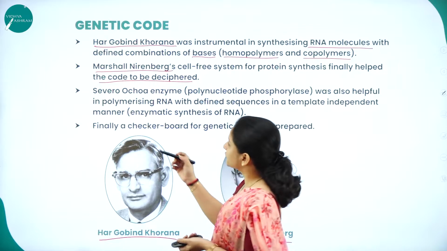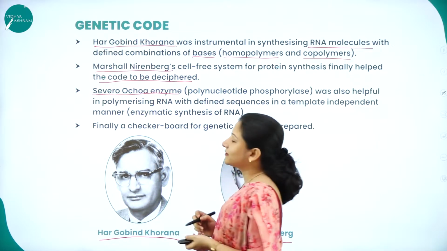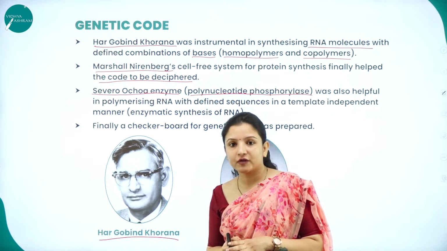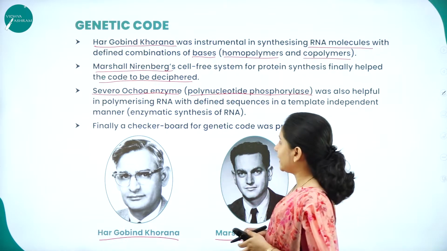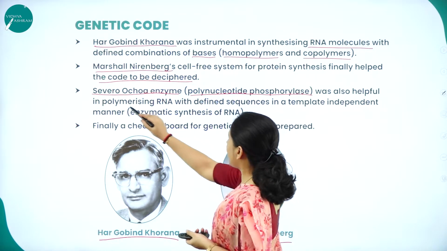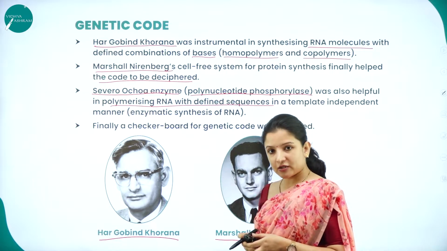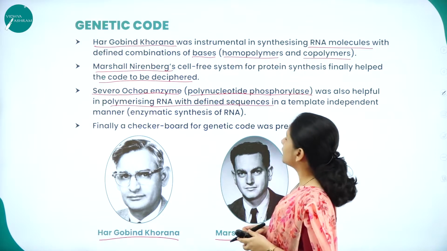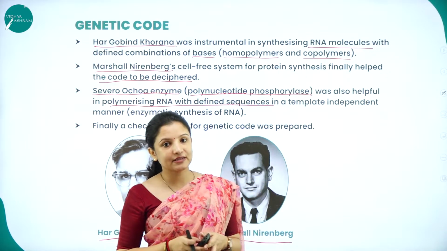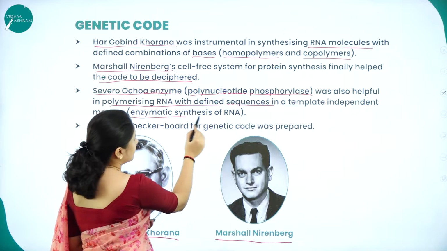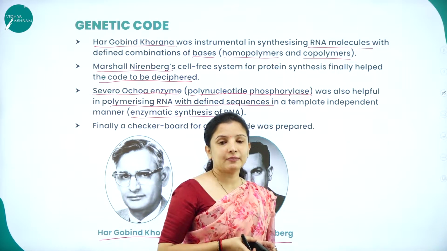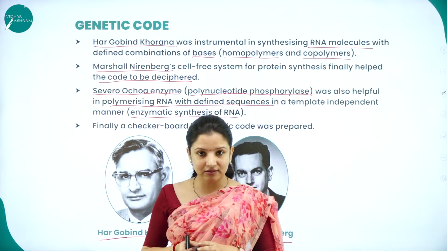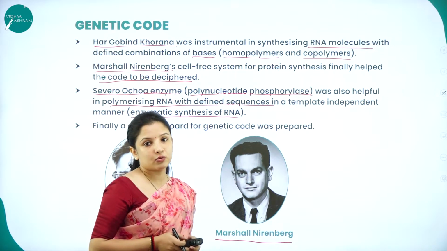And there is one enzyme called the Severo Ochoa enzyme, which is nothing but the polynucleotide phosphorylase enzyme. This enzyme was very important and helpful in polymerizing RNA with defined sequences in a template independent manner. These scientists found out that this polynucleotide phosphorylase enzyme is very important for the enzymatic synthesis of RNA, because during the process of transcription, what happens? mRNA strands get synthesized, right? And for that, polynucleotide phosphorylase is one of the important enzymes that take part in it.